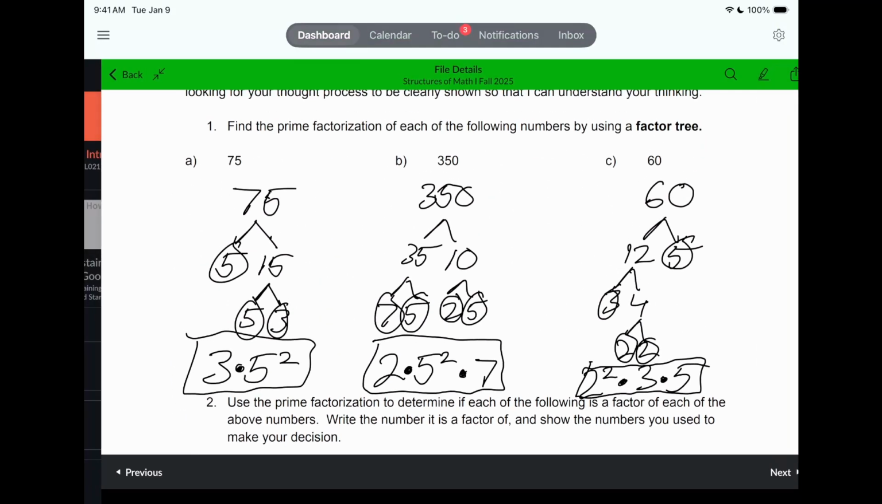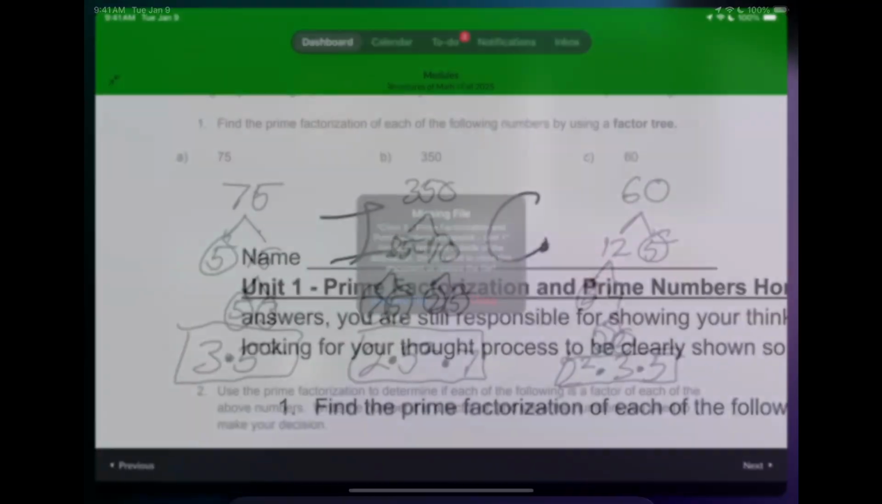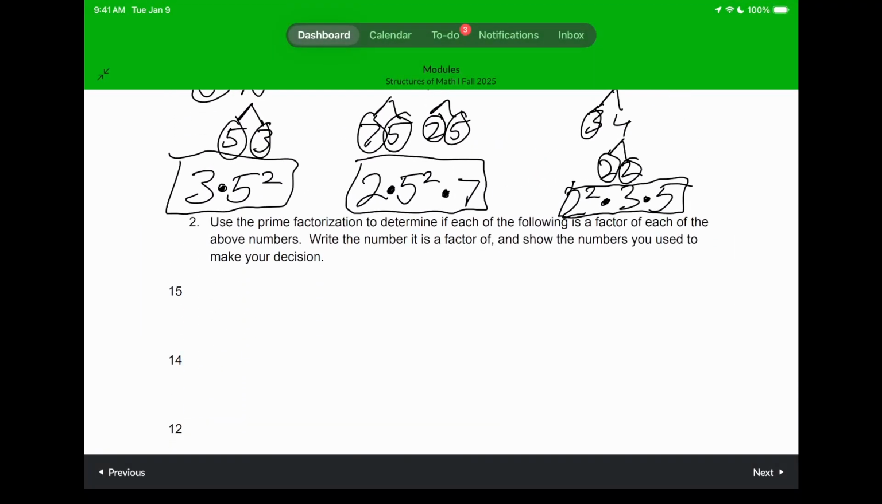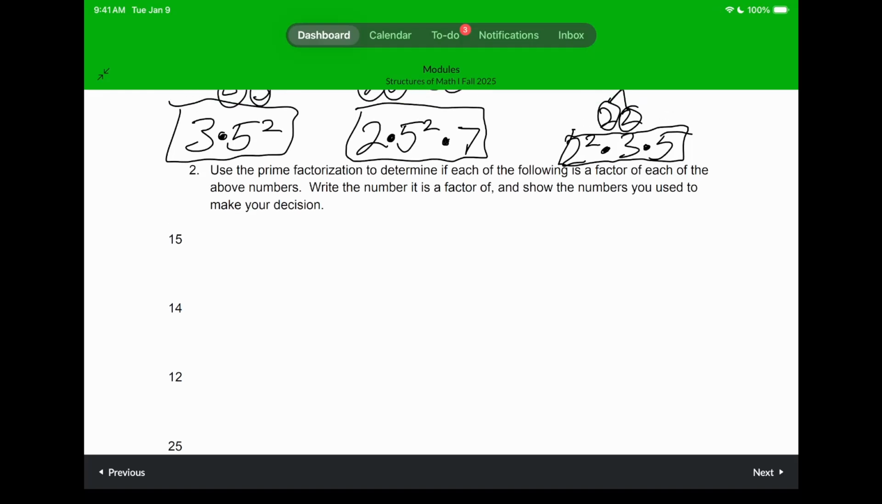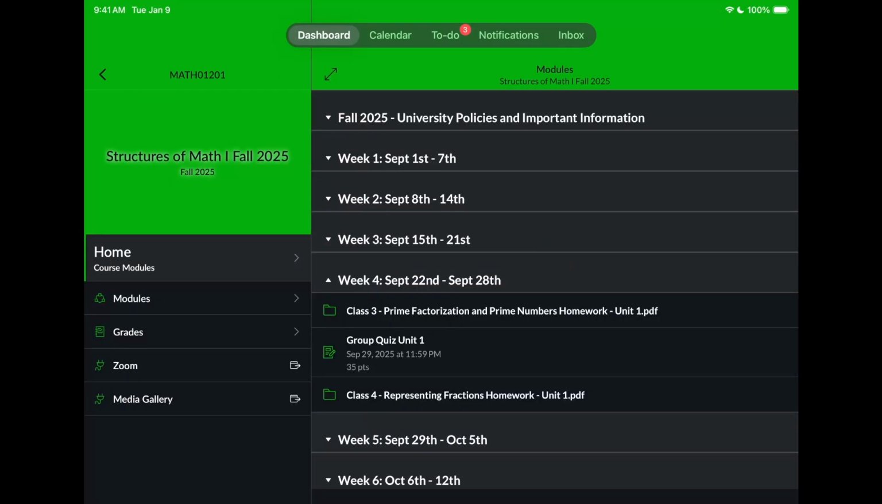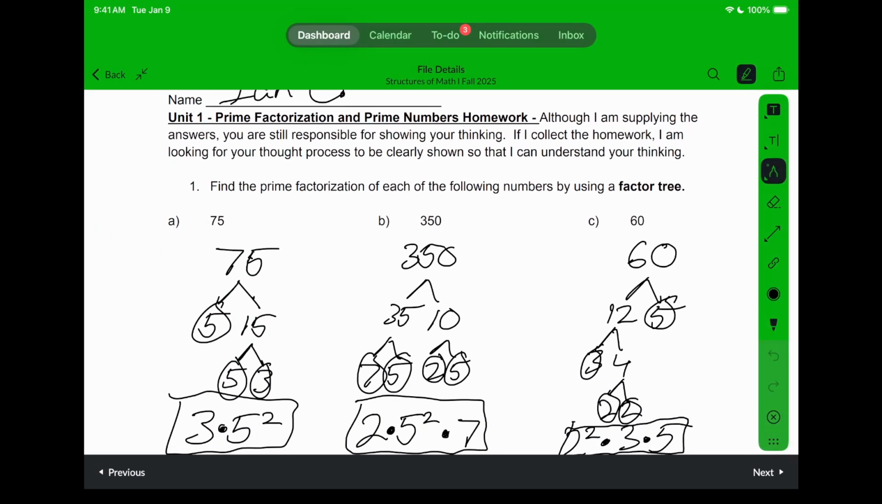So looking at anything here, we can determine, oh, what happened? Oh, okay. A little hiccup there. The hiccup's still going on. All right, there we go. I fixed it.